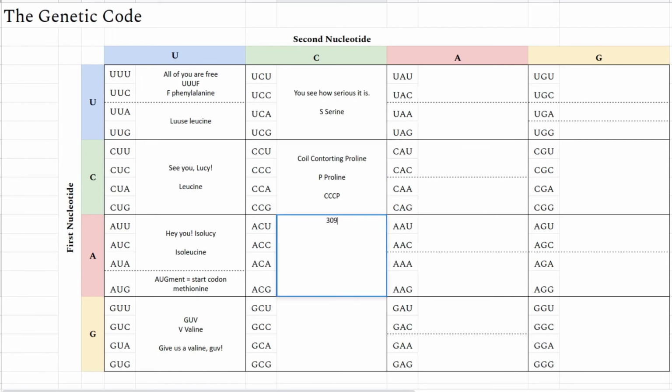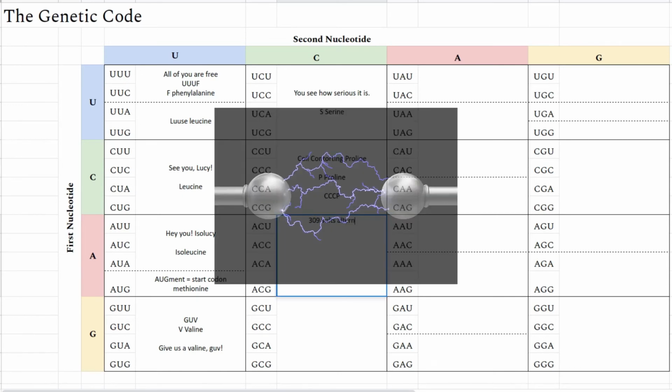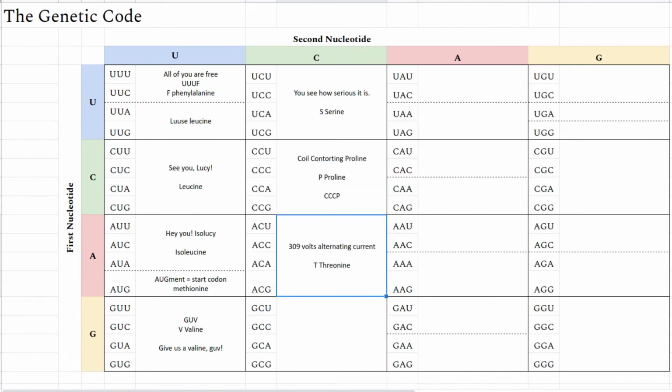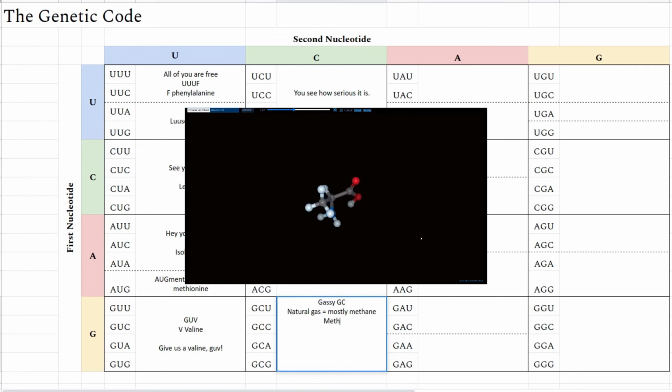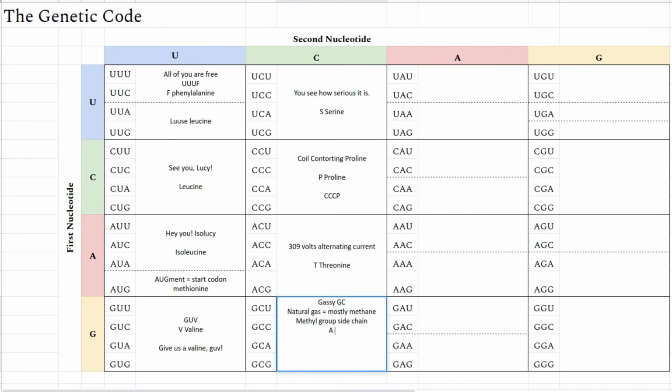As for AC, how about 309 volts of alternating current? AC full block is threonine. For GC, you can think of gassy. What is natural gas mostly? Well, it's mostly methane. And which amino acid has a methyl group side chain? It's alanine. Gassy GC full block is methyl group alanine.